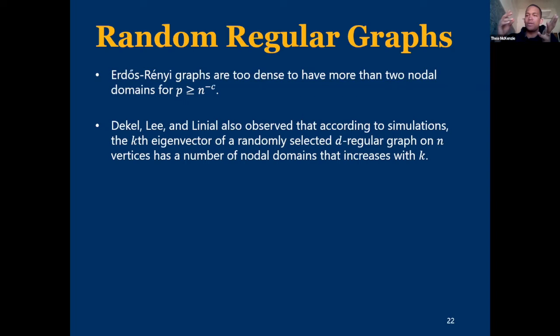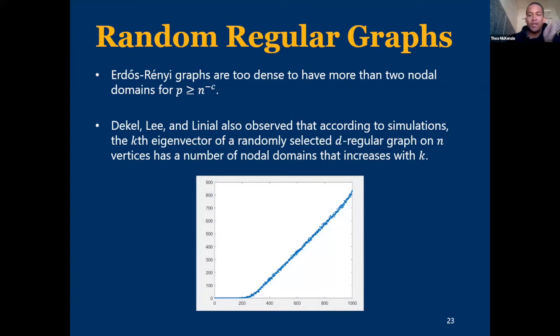Based on simulations, Dekel, Lee, and Linial showed that for a d-regular graph on a fixed number of vertices, the number of nodal domains actually increases with the index of the eigenvector. This is something that I, once again, just generated on my computer. The x-axis is the index of the eigenvector, and the y-axis is the number of nodal domains. What we can see is that after some number, it looks like the number of nodal domains increases linearly. Specifically, if I look at the rightmost edge, there are many, many nodal domains.